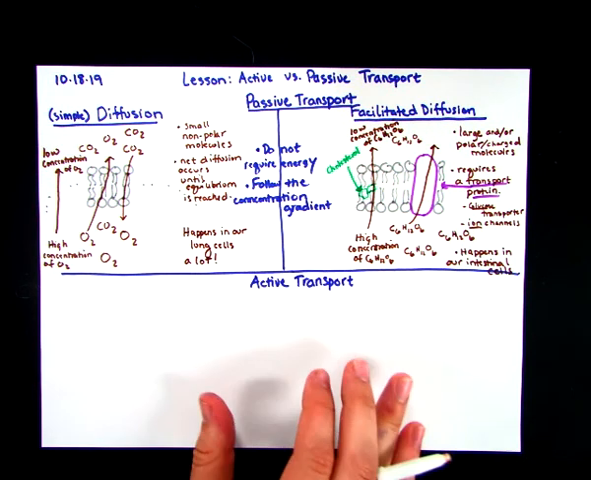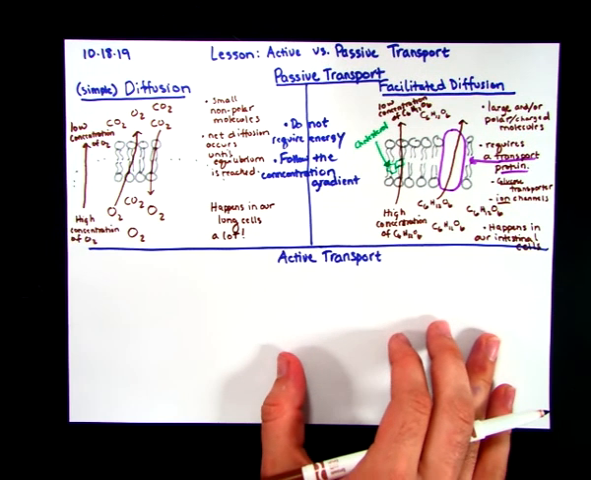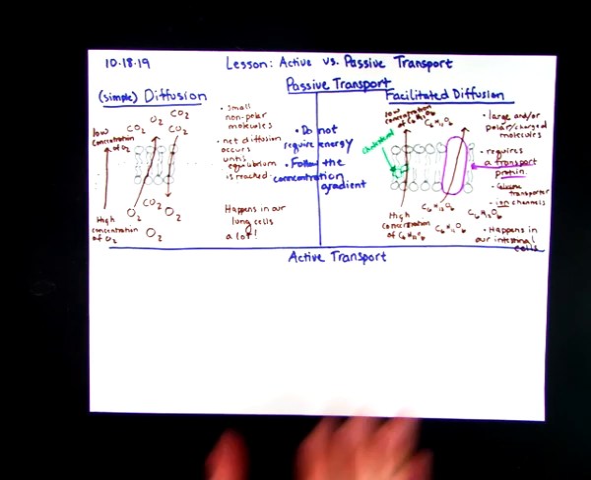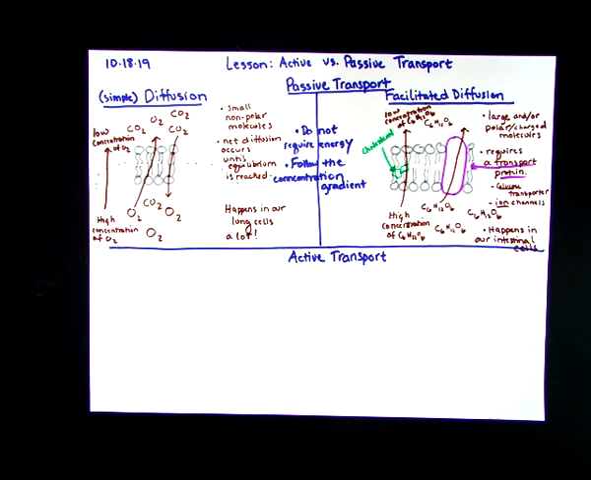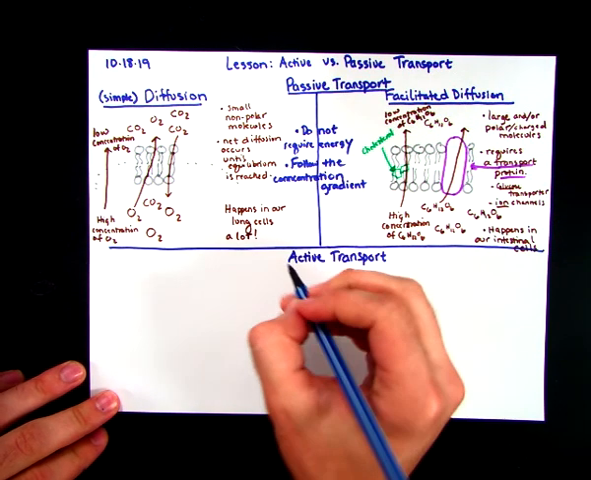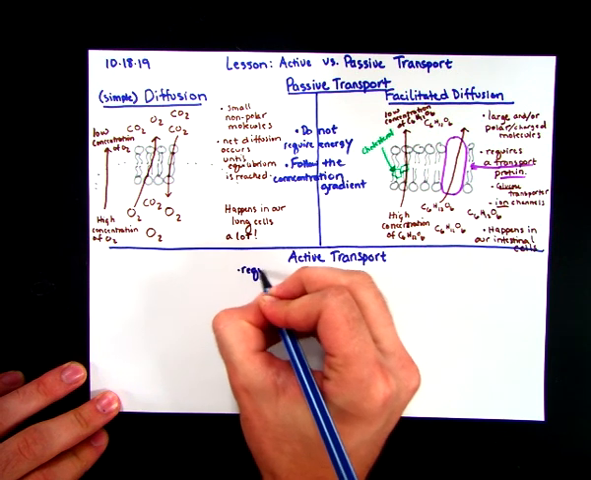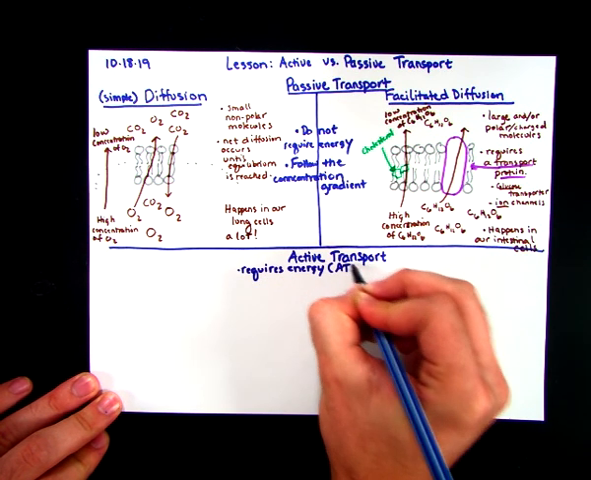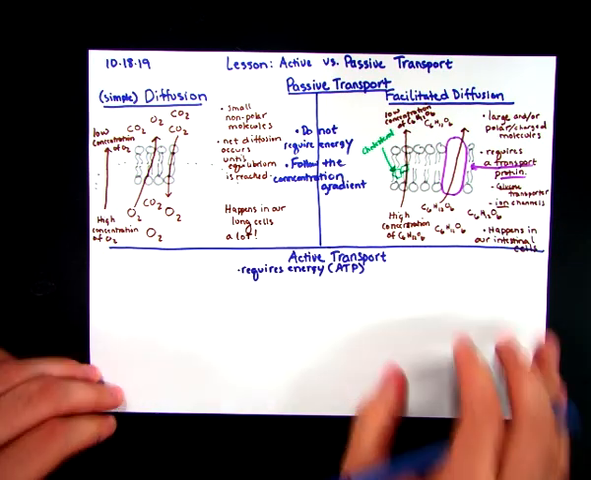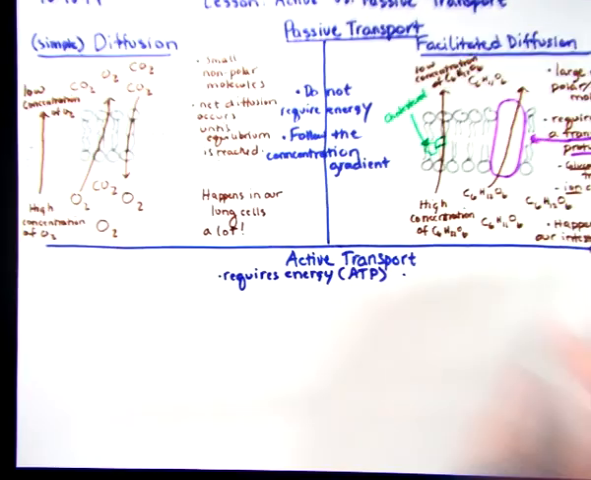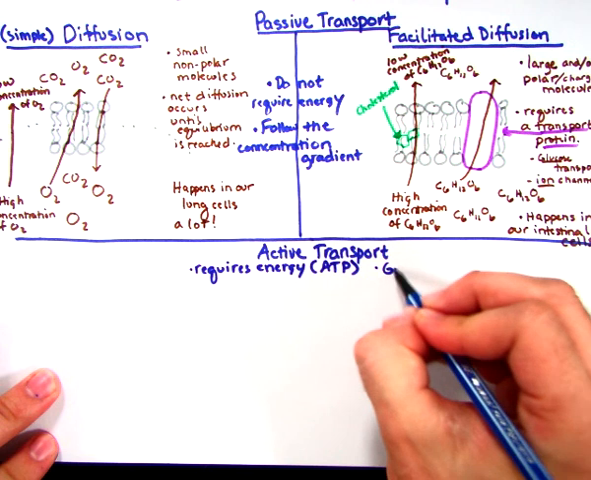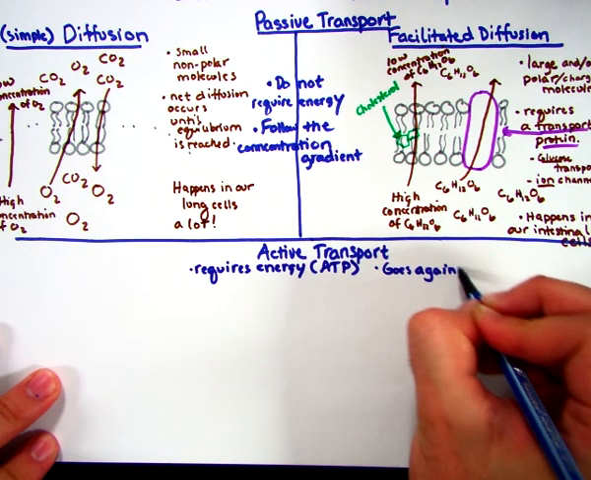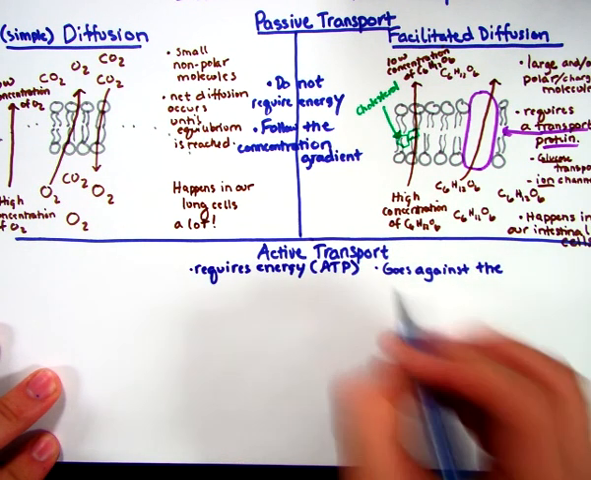So, the last one. We've got simple diffusion, facilitated diffusion, and active transport. The two things that we're going to remember here is that active transport requires energy, or ATP to be particular, and active transport goes against the concentration gradients.